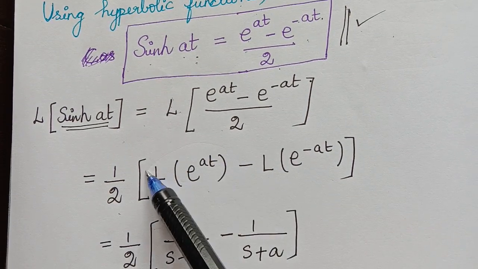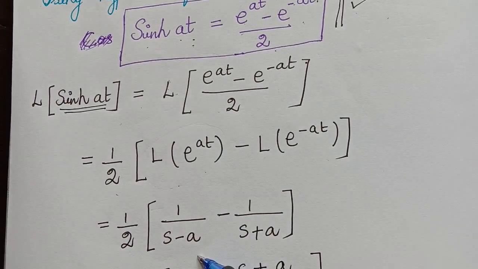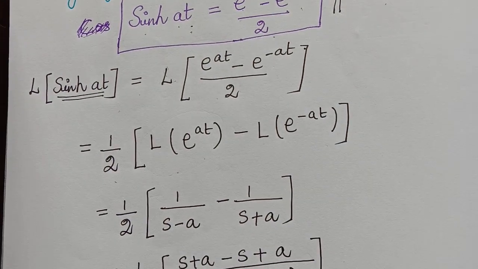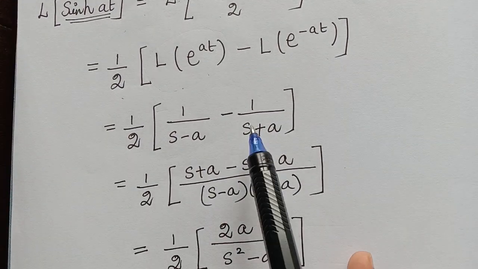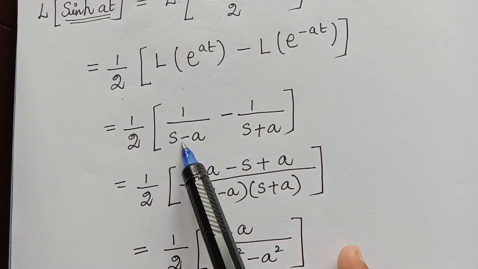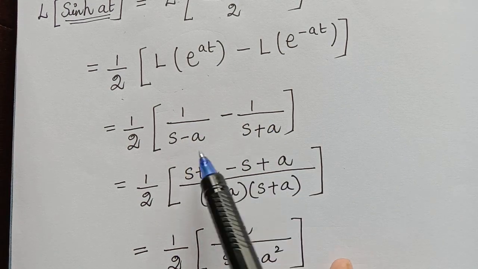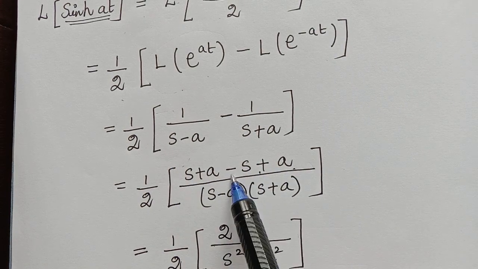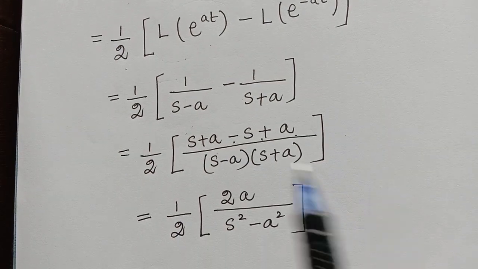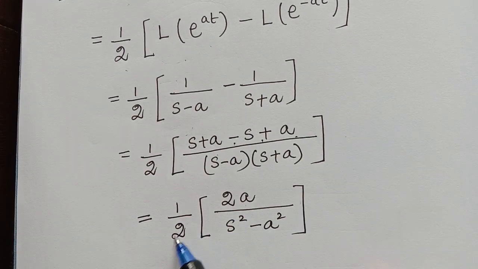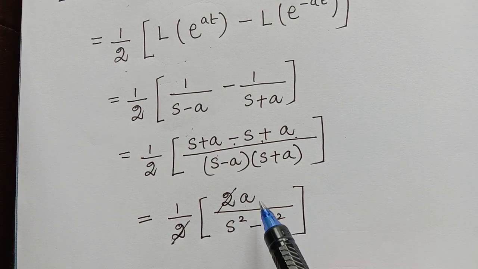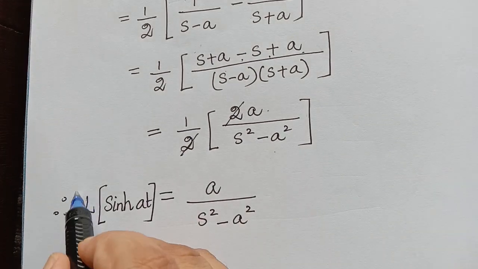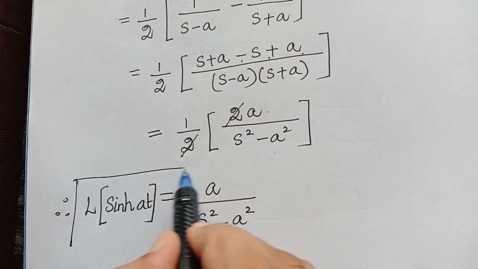Then we have applied the formula for L of e power at, which is 1 by s minus a, and L of e power negative at, which is 1 by s plus a. And then we take the LCM and we cross multiply this. So s plus a minus of s minus a we will have. So it will be minus s, minus into minus plus a. And plus s and minus s will get cancelled, and we will get a plus a as 2a. And this 2 and this 2 will get cancelled, and finally we get the answer to be a by s square minus a square. So this is the Laplace transform of sinh at.